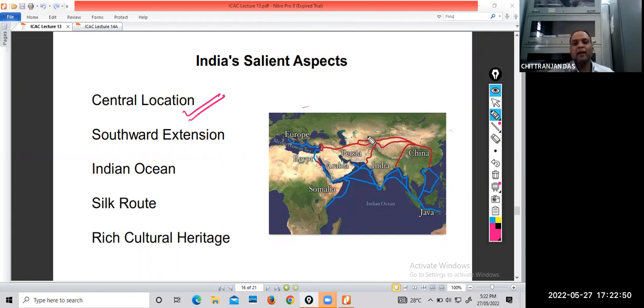Then what has happened is that India has a southward extension. This peninsula of ours, the two peninsular tips, has given us a southward extension, and because of that India has become a major maritime power also, right?